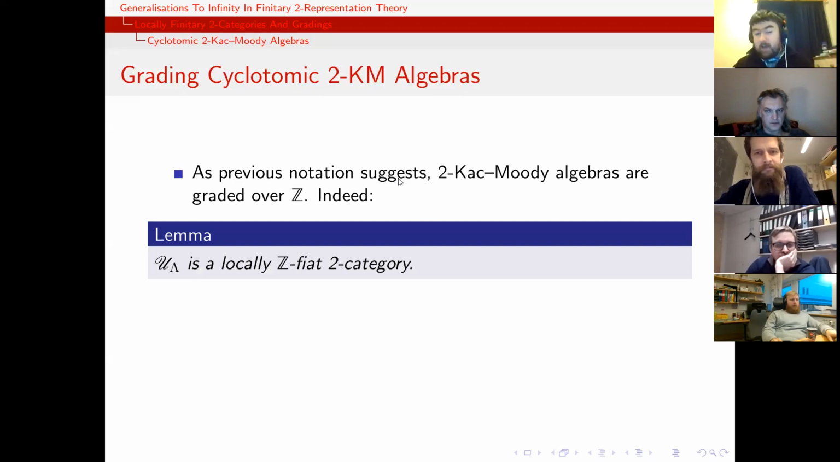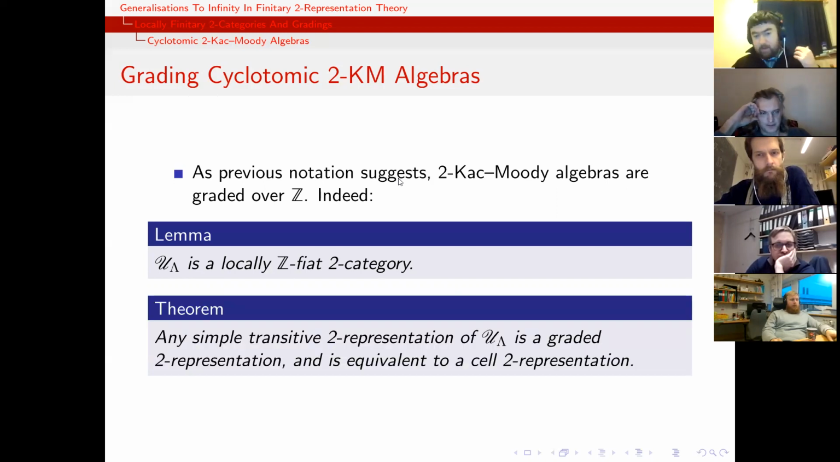And as it turns out, you can show that U_Λ is a locally Z-fiat 2-category. So it has a nice structure. It has biadjoints. So F_i is biadjoint with some shift of E_i, technically. And then it thus turns out that any simple transitive 2-representation of U_Λ is a graded 2-representation, so Z-graded, and is equivalent to a cell 2-representation. So this is quite a nice result. We can classify all the simple transitive 2-representations in this case.